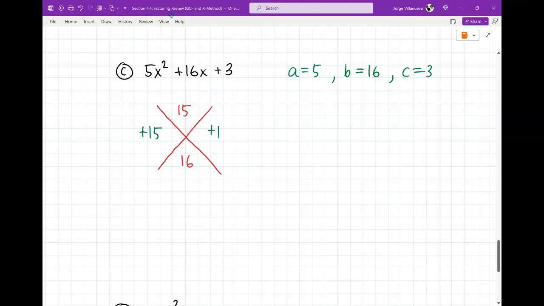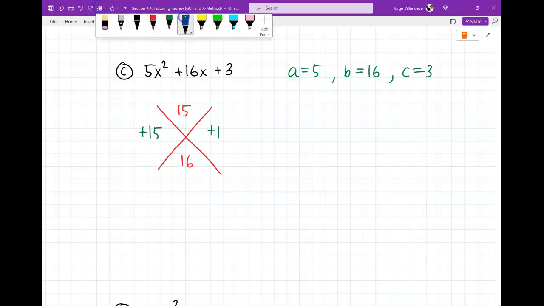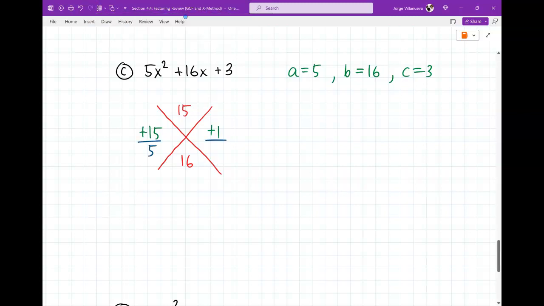Now normally you'd be done. But if you just circle this and write your answer, you're wrong. The reason why you're wrong is because remember what I told you? When the A term is not a 1, you have to do what? You have to divide by it, right? So I'm going to divide my answers by 5. That's my A term. See, you could divide the other ones by 1. A was 1. You could have divided, but that's useless, right? But here, it can change answers.